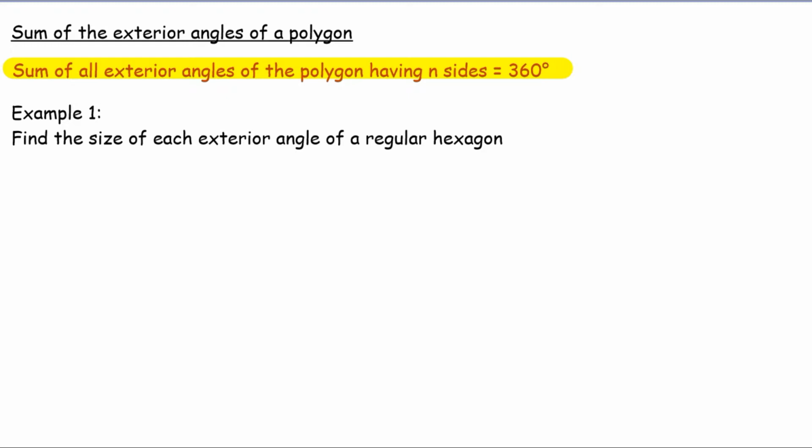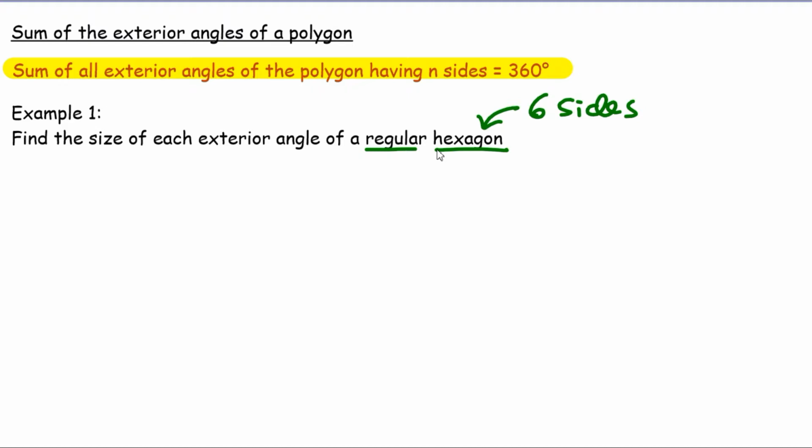So first example here, find the size of each exterior angle of a regular hexagon. Now we know that a hexagon has 6 sides. It's a regular shape. So we are going to make a statement and say that if the exterior angles of a hexagon add to 360 degrees, then each of them will be 360 divided by 6.